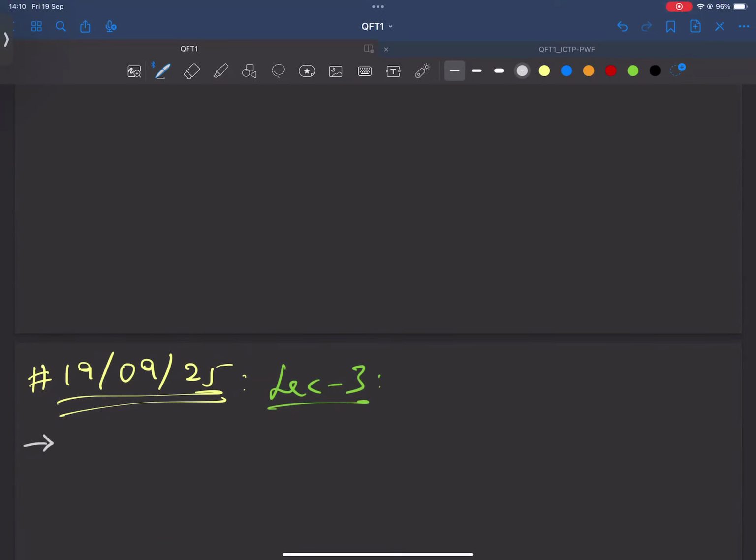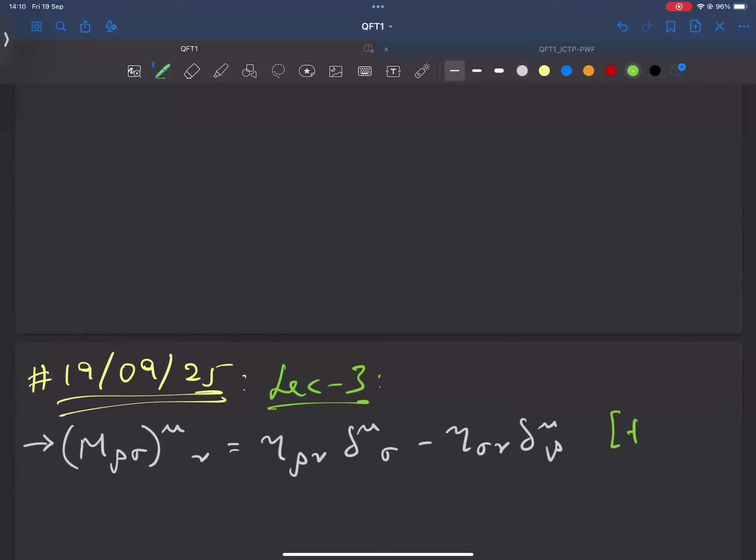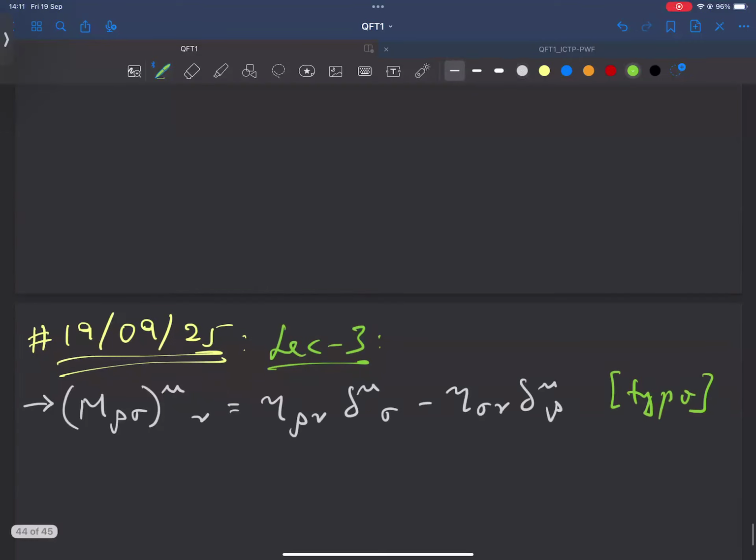So, if you remember, we wrote a basis for these M's, and we wrote them in terms of the metric and the Kronecker delta, like this. So it turns out that this was the typo in the notes. Initially I had written it with a minus and a plus sign, but conventionally it should be written with a plus here and a minus here. So now it has been corrected, and I updated the notes in the Slack.